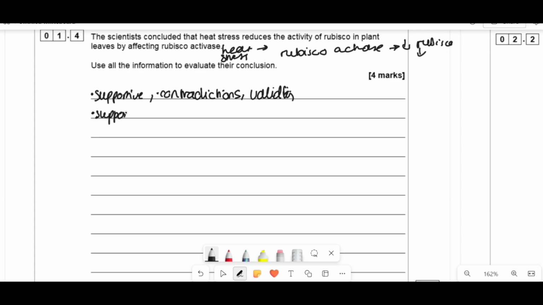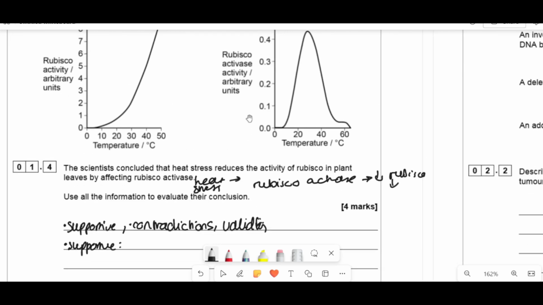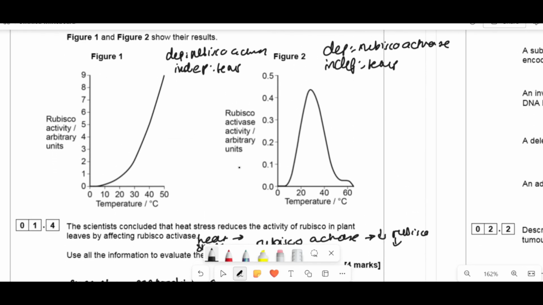So if we start with our supportive factors, let's see what supports what they're saying. It says here that heat stress reduces the activity of Rubisco in plant leaves by affecting Rubisco activase.